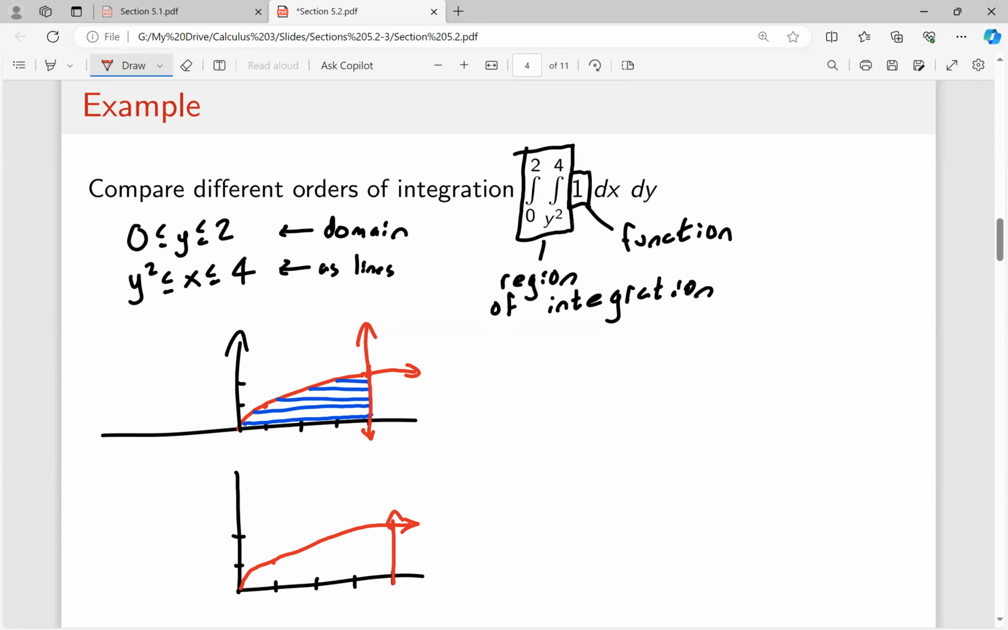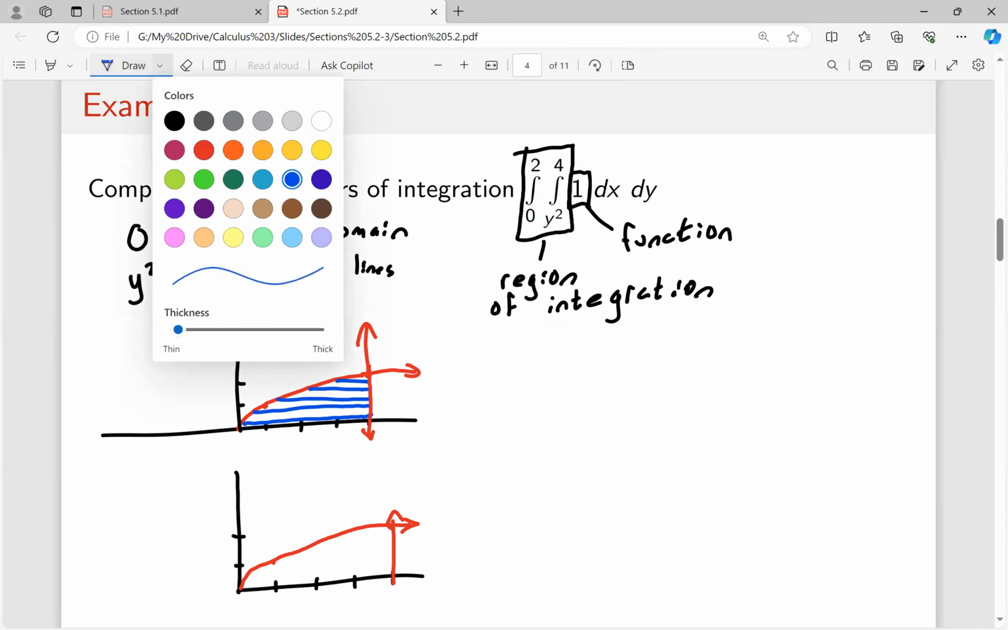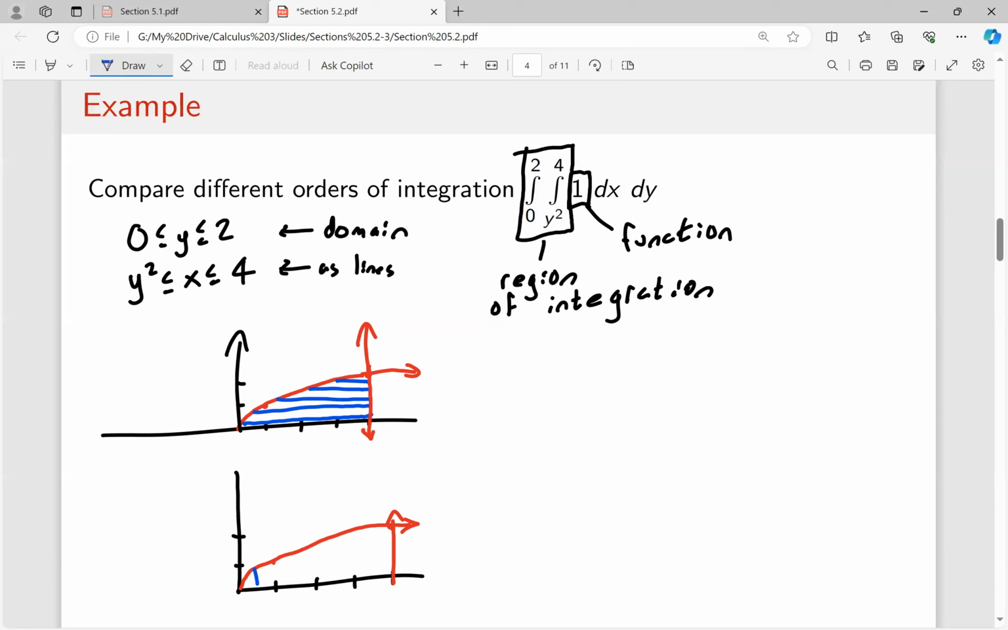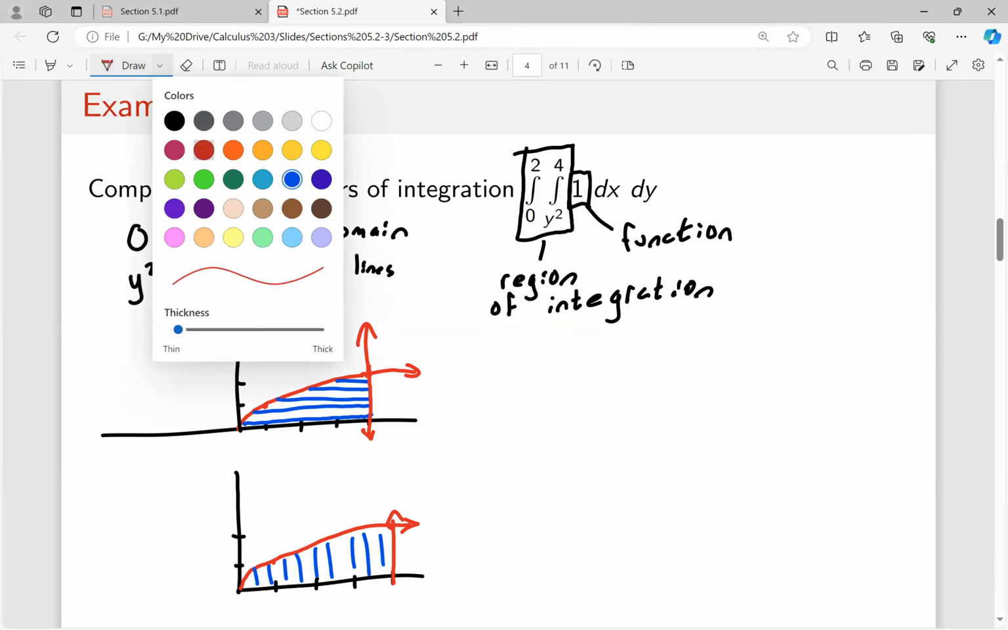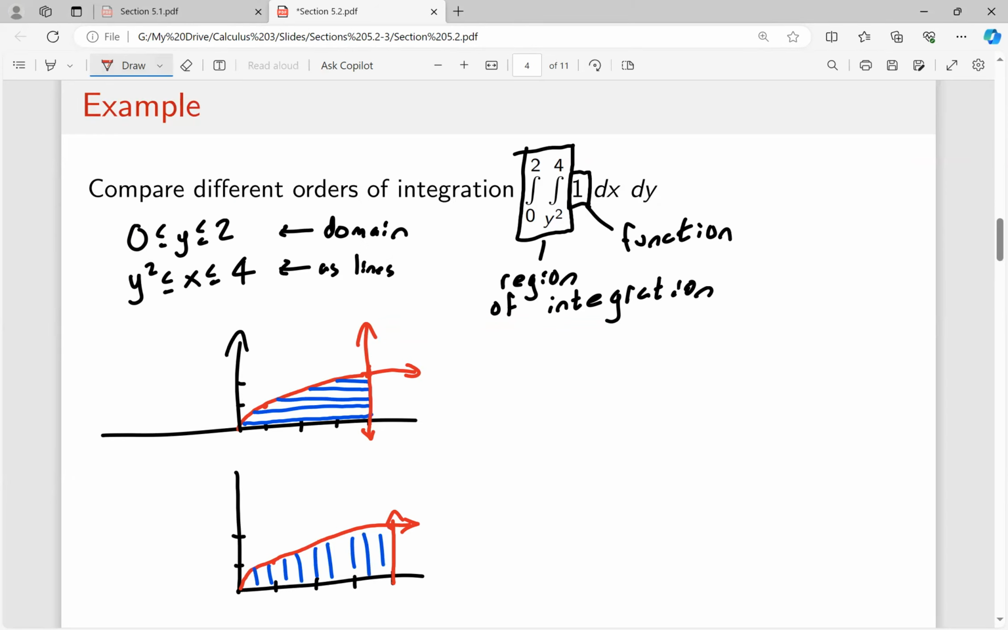So instead of doing horizontal lines, in order to switch integration, you have to do vertical lines. And so what are the blue lines going in between here? They're going in between y equals 0, and y equals square root of x, because it's the upper half of x equals y squared. And then what is the domain? What x's are we going? x is going from 0 to 4.